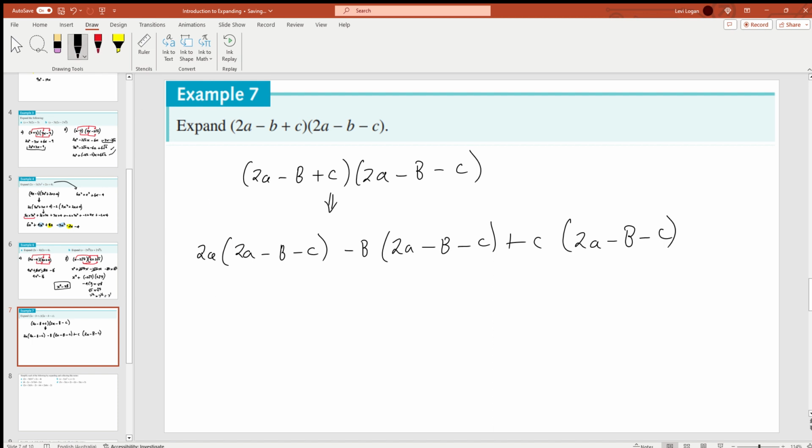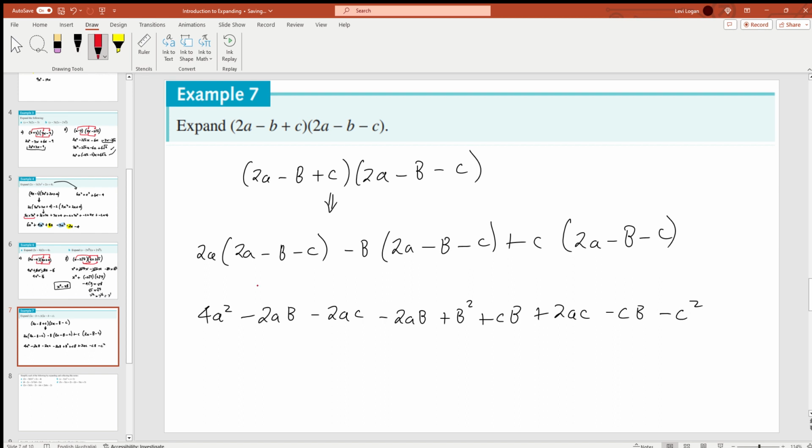So 2a times 2a is going to be 4a squared. 2a multiplied by negative b is going to be minus 2ab. 2a times by negative c is going to be minus 2ac. Minus b multiplied by 2a is going to be minus 2ab. Negative b multiplied by negative b is going to be positive b squared. Minus b times by minus c is going to be positive cb. C times by 2a is going to be positive 2ac. C times by negative b is going to be minus cb. And c multiplied by negative c is going to be minus c squared.